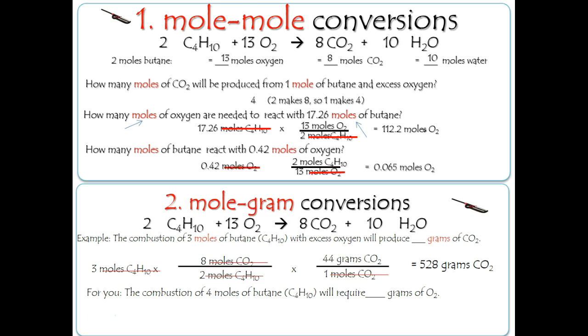Here's another one. Combustion of 4 moles of butane will require how many grams of oxygen? Well, by now you should be recognizing the pattern. It's a 2-step conversion. Start with what you're given. We're given 4 moles of butane. It's a 2-step conversion. It's all set up.